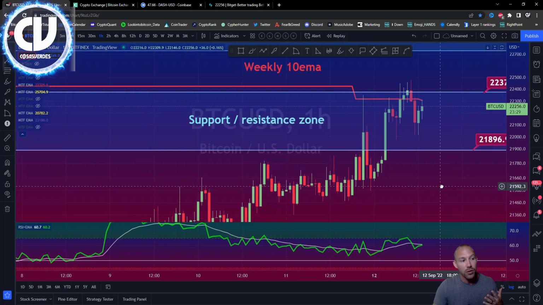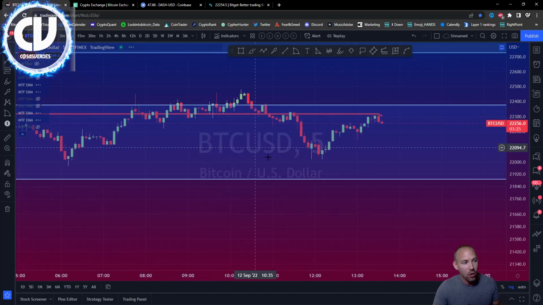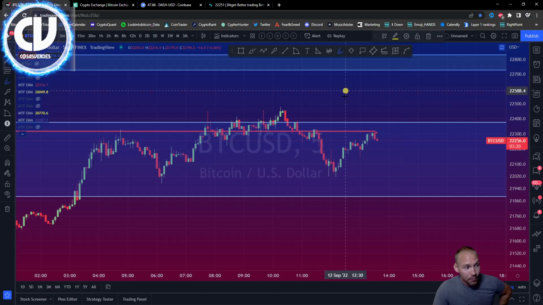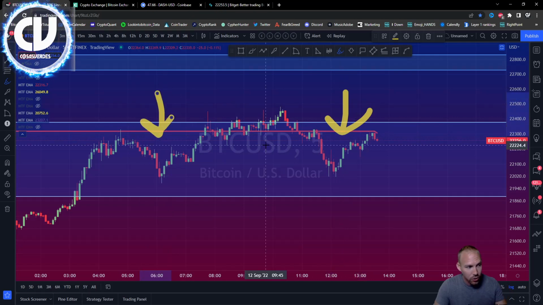Now, how can you see that rejection shaping up without using that tool? If you don't like to use RSI, it's just the 5-minute candles. Throw on the weekly 10 EMA. This is called an MTF EMA indicator. So I can have the weekly 10 on with the 5-minute chart. So this is 5 minutes.